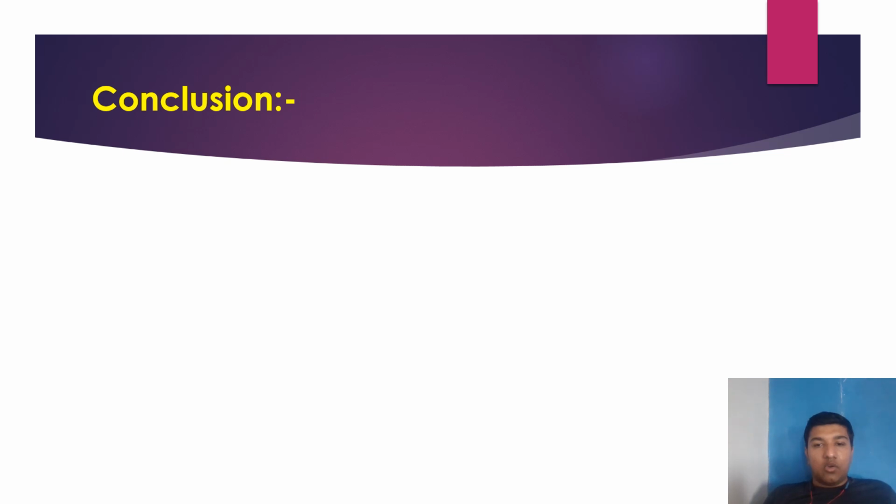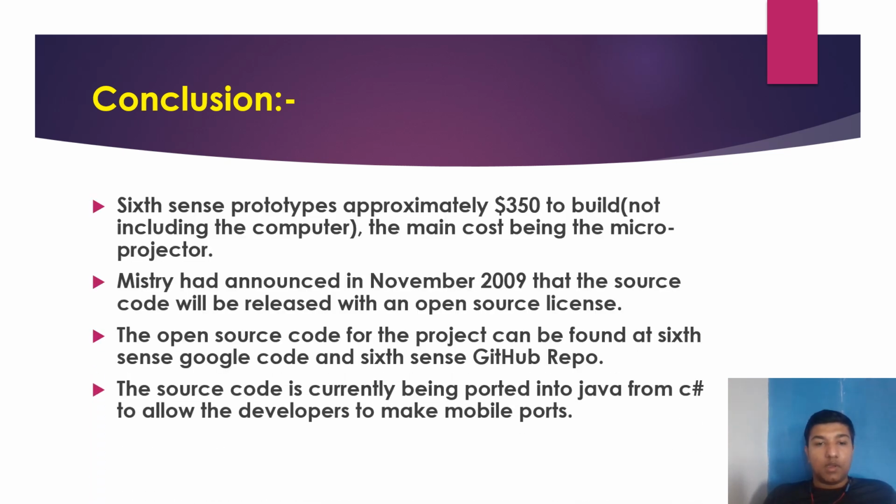So at last we conclude this topic. Sixth Sense prototypes cost approximately $350 to build, the main cost being the micro projector, as we have seen in the previous slide. The ministry announced in November 2009 that the source code will be released with an open source license. The open source code for the project can be found at the Sixth Sense Google Code and Sixth Sense GitHub repository. The source code is currently being ported into Java from C# to allow developers to make mobile ports.